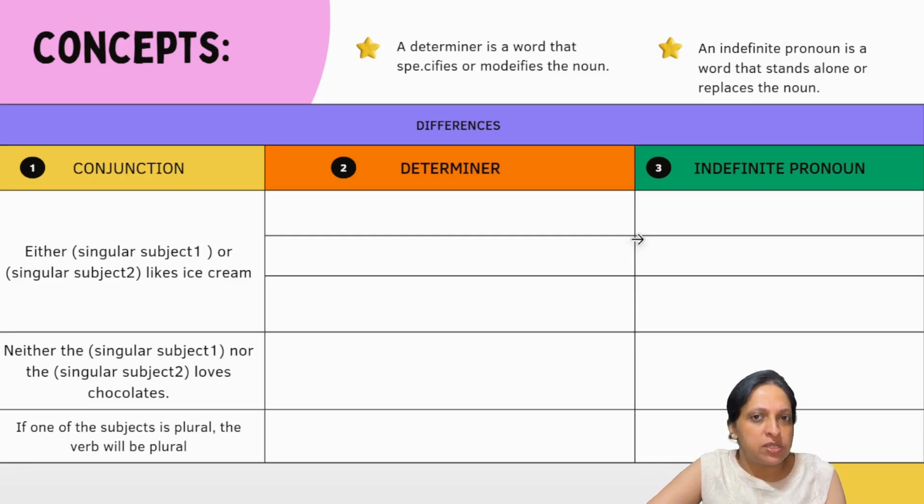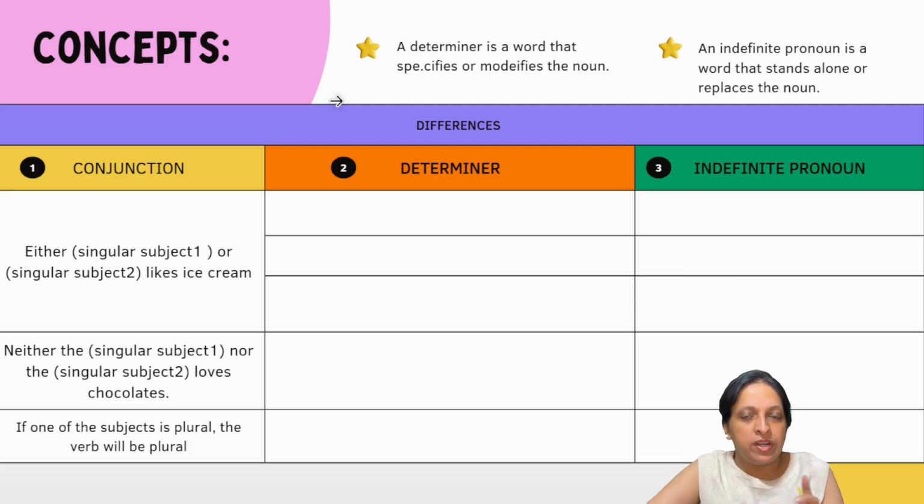First things first, we know that when two words are joined by or, nor, and, then we say that those words, or, nor, and, are the conjunctions. But what about determiners and indefinite pronouns? Now, what is a determiner? A determiner is a word that specifies or modifies a noun. That means it is pointing to a noun and saying that this is the one I'm talking about.